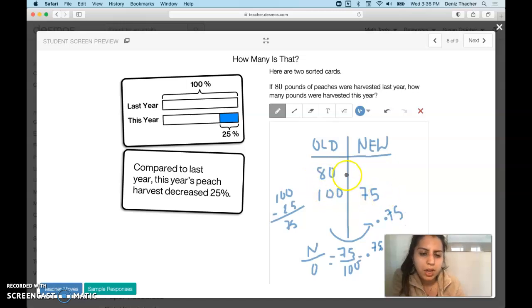If I can do that with 100, I can also do that to 80, and 80 times 0.75 is going to be 60. So that means that this year, only 60 pounds of peaches were harvested. That's sad. I really like peaches.